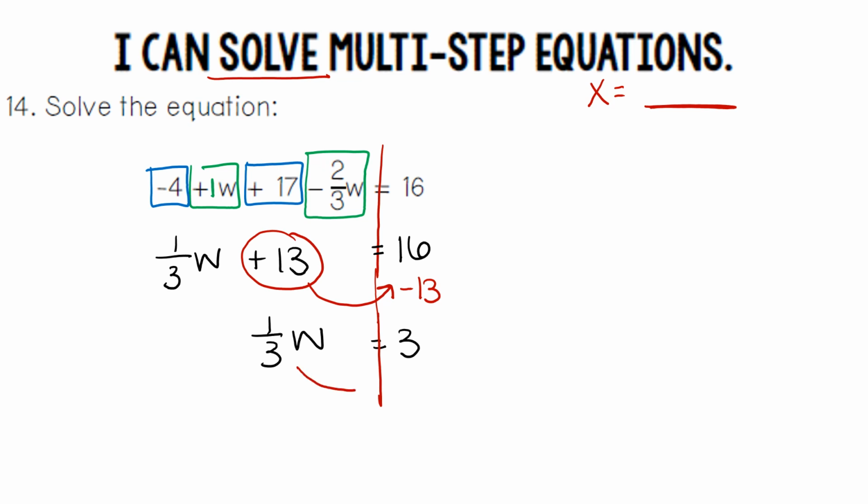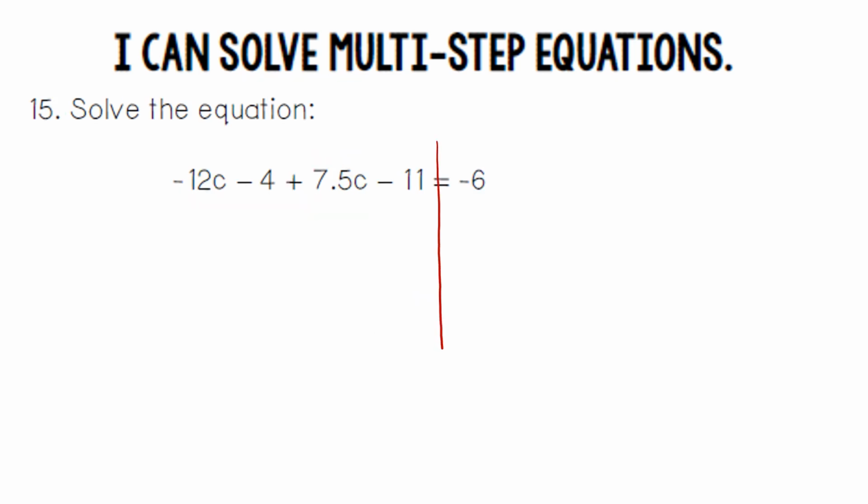Our last step is to divide. The 1/3 and the w written side by side means multiply. We do the opposite, we divide. 3 divided by the 1/3 gives us 9. So our answer is w equals 9.